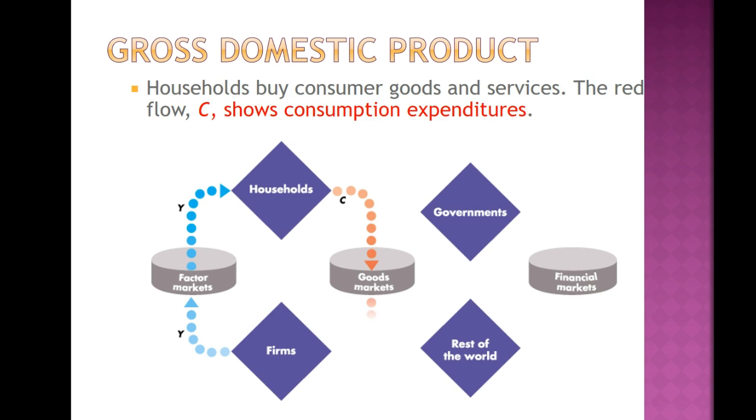Okay, next one is we have the line C go from households through goods markets and into firms. And C says that households buy consumer goods and services. The red flow, which is known as C, shows consumption expenditures. And by expenditures, we mean spending. So households are going to buy stuff. I'm going to go to Walmart to buy my stuff. And that's what C shows.